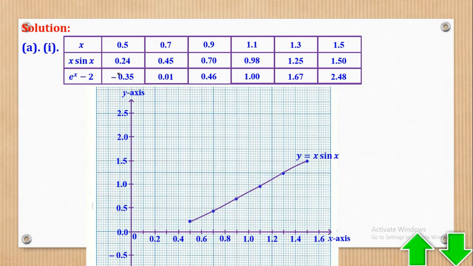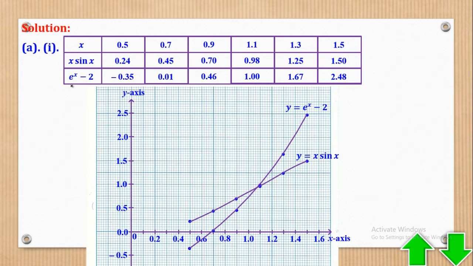When x is 0.5, the first value is negative 0.35, which is that. Next value is 0.01. Next value is 0.46. Next value is 1.1. Next value is 1.67, and lastly 2.48. So we shall also draw a reasonably smooth curve through all those points. So let's do that. We have to also label the graph.